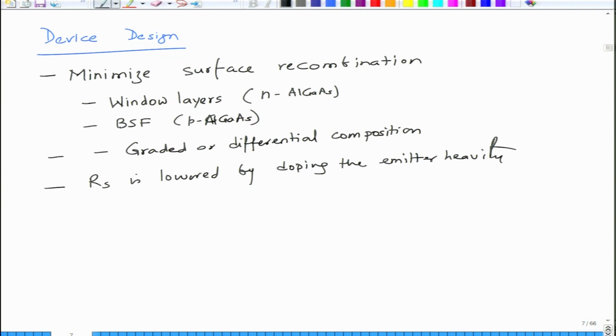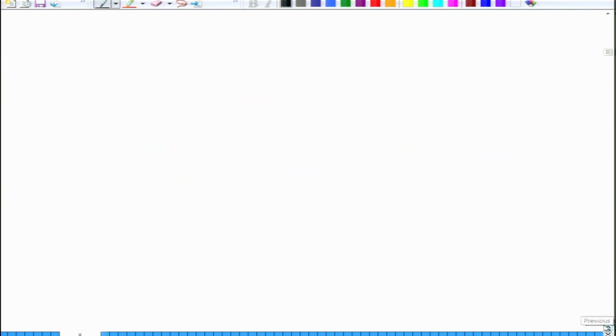So in summary, what we have covered so far about single crystal solar, so this is not the end of the lecture, but in summary about the first generation solar cells, summary of Gen 1 devices.